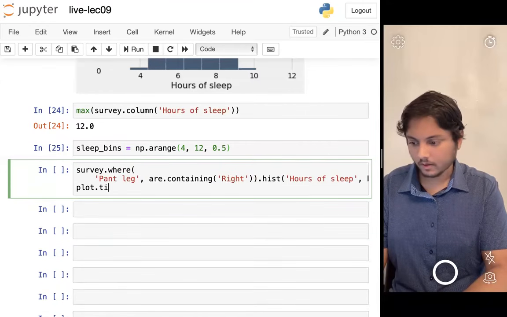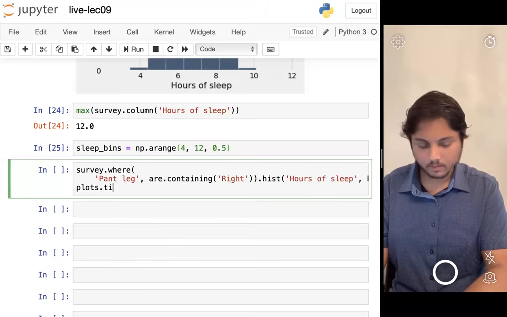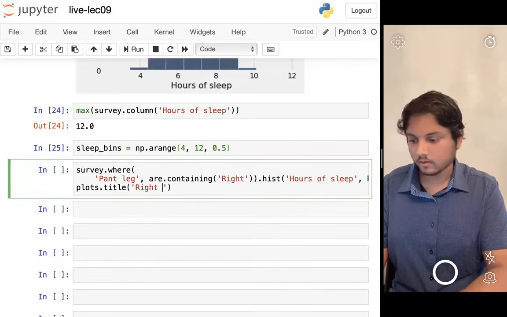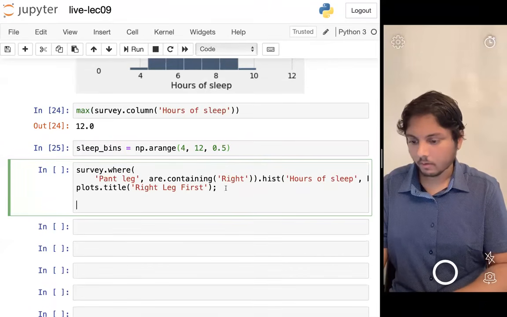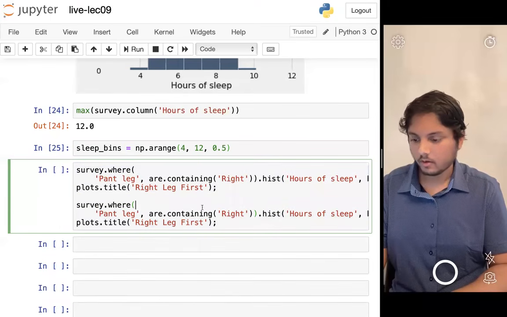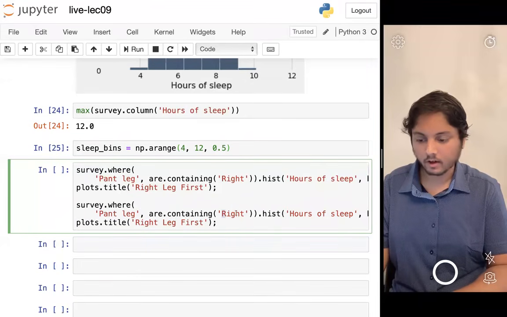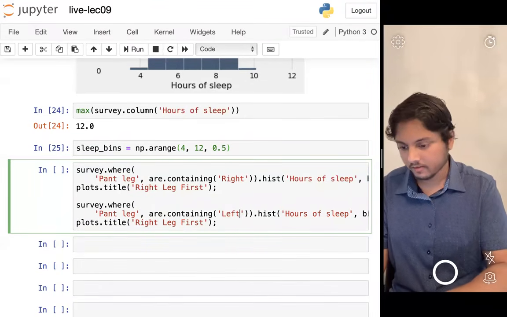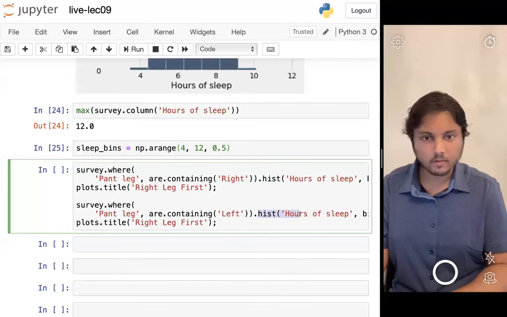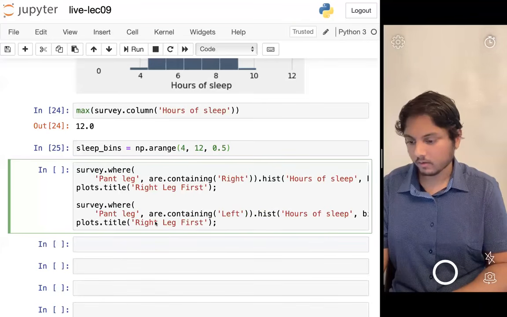And then I'm just going to add some code here that you don't need to worry too much about, just a title on the plot so that you can see it more easily. And then I want to do the exact same thing, but with the left leg. So we have the same exact code as above, survey.where pant leg, but instead of R containing right, we're going to do R containing left. We'll draw the histogram of that table in the same way, and just give it a different title. So left leg first.